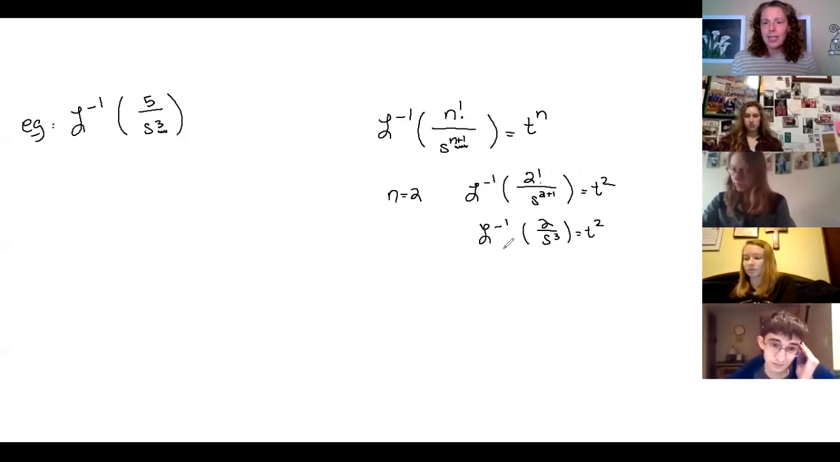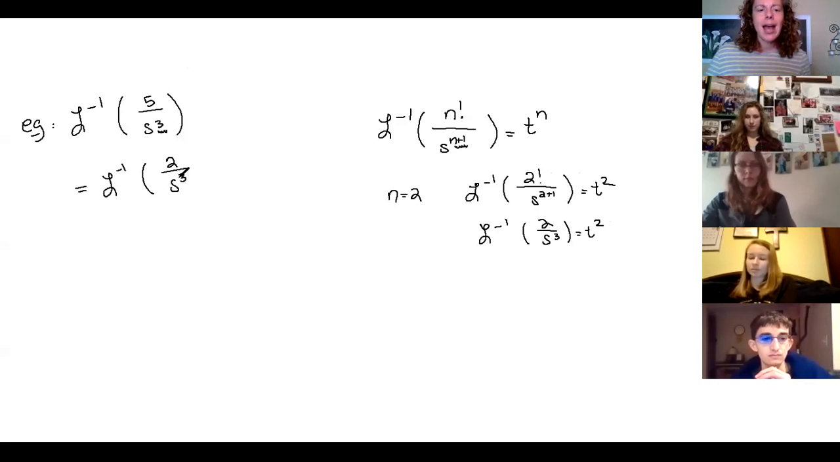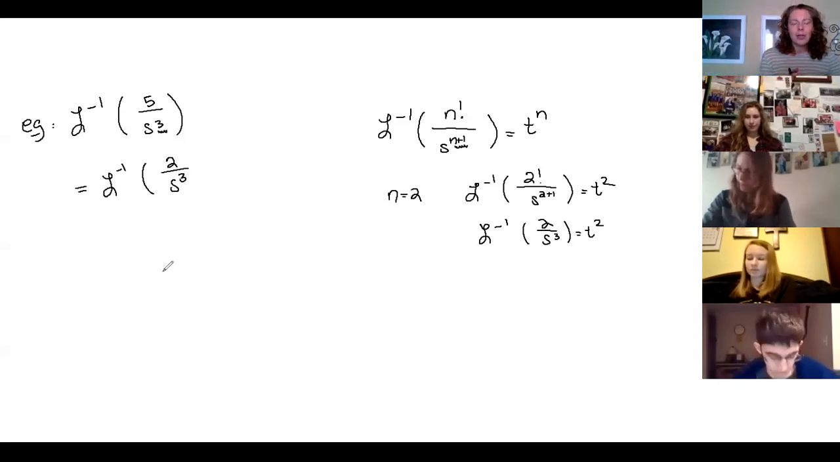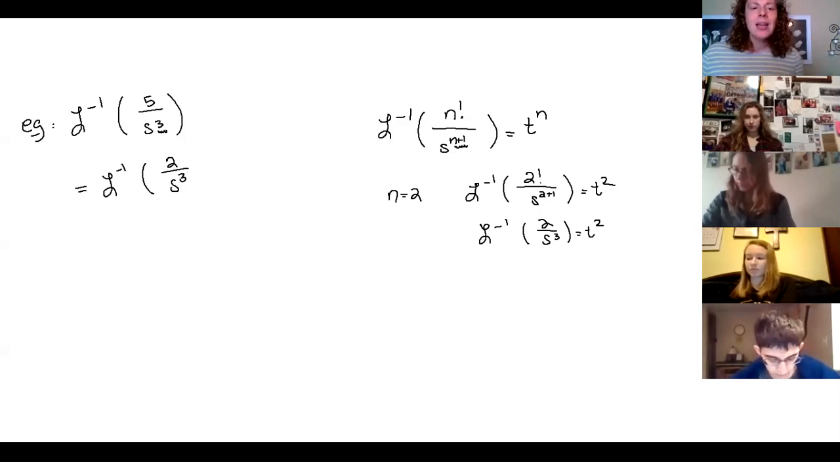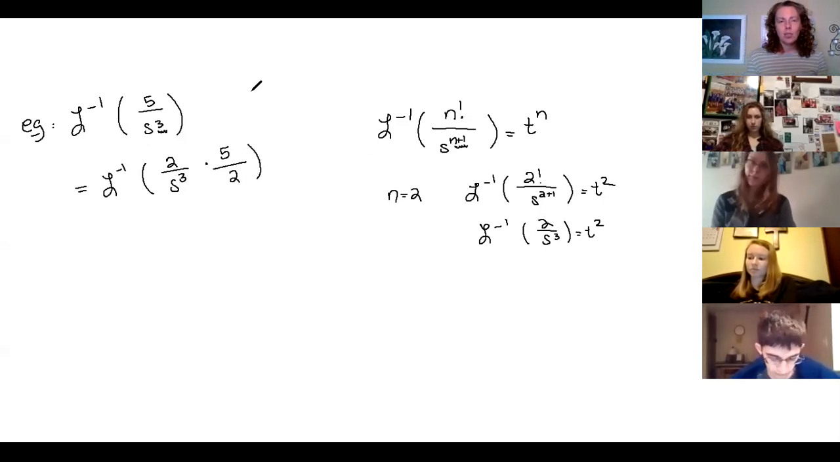Well, that's great, but that's not quite what I have. I have a 5 in the numerator and I want a 2 in the numerator. So here's where we have to do a little bit of messing around with the constants. I know what I have for the inverse Laplace transform of 2 over s cubed, but that's not what I had in the beginning. I originally had a 5 in the top, and then I magically multiplied by a 2 in the numerator, so I have to undo that and multiply by a 2 in the denominator.